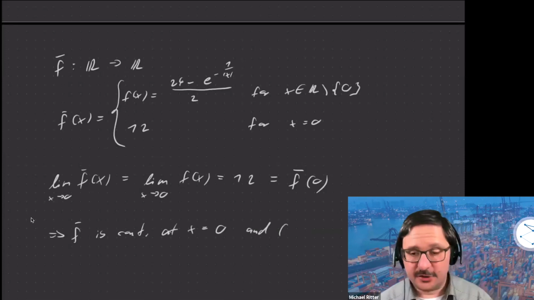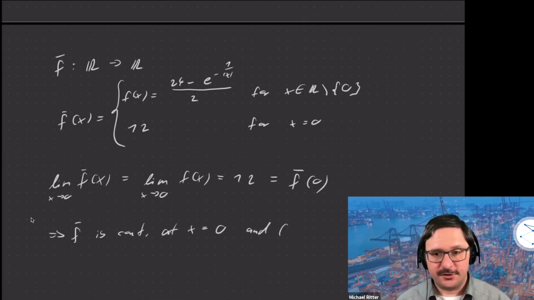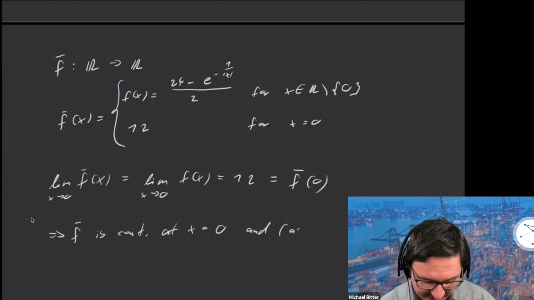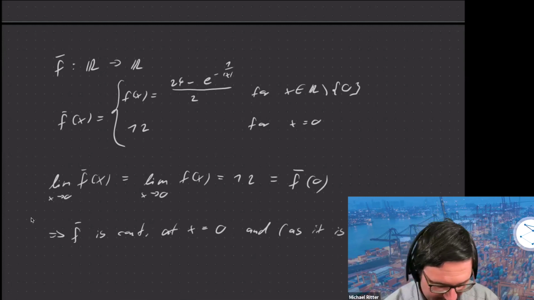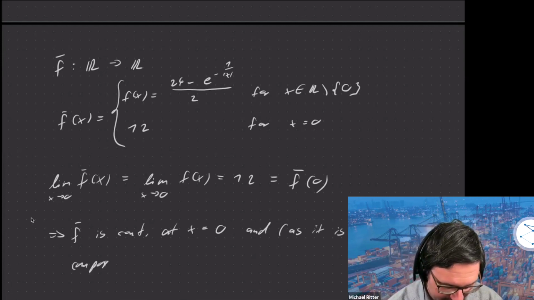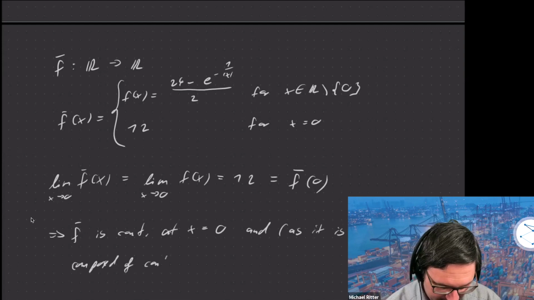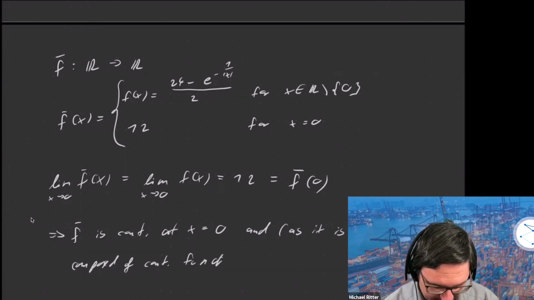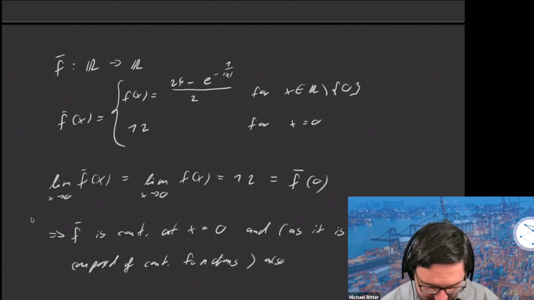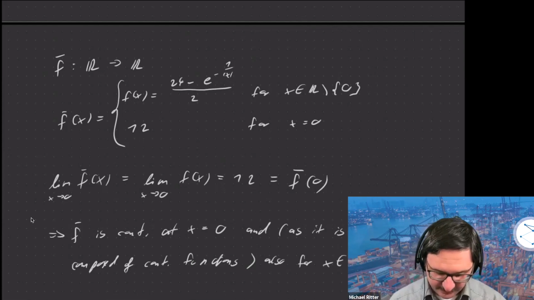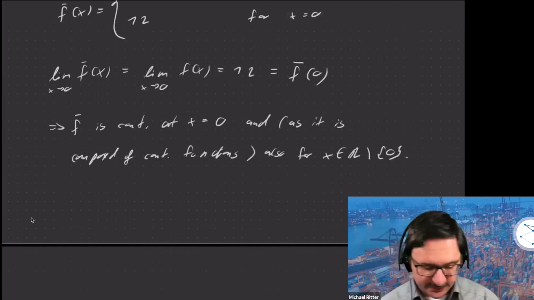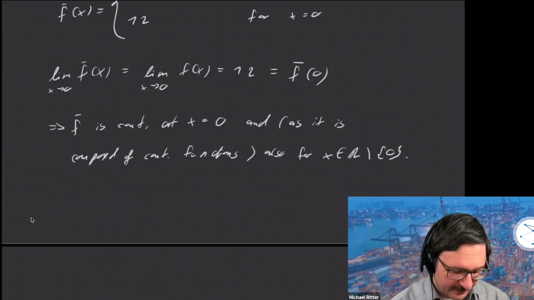And because it is composed of continuous functions, it's also continuous everywhere else, also for x in R not equal to 0. So f bar is a continuous function, and thus we have a continuous extension.